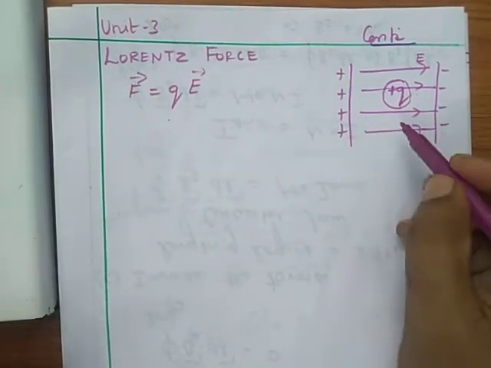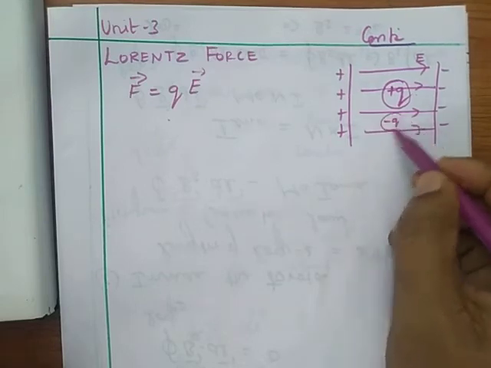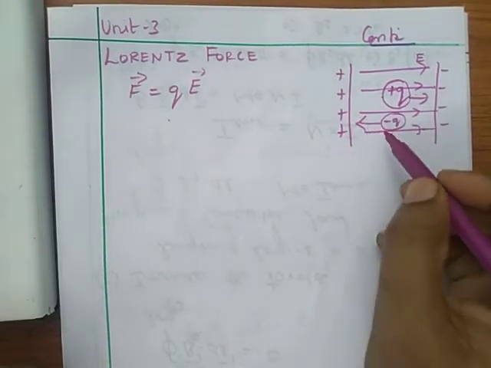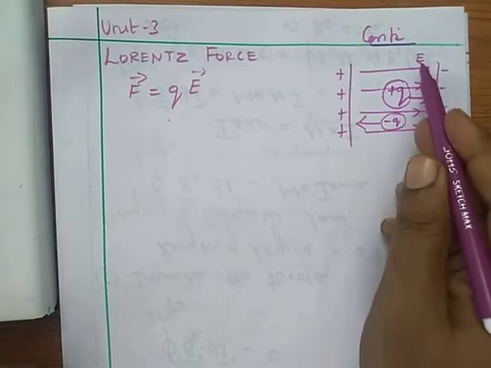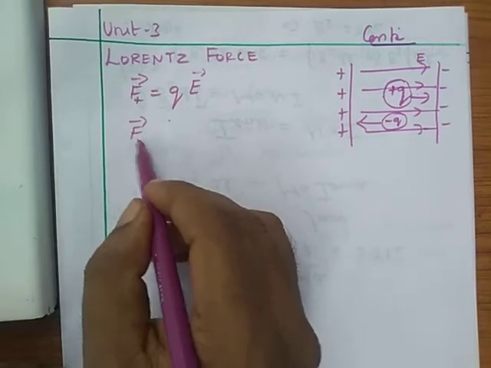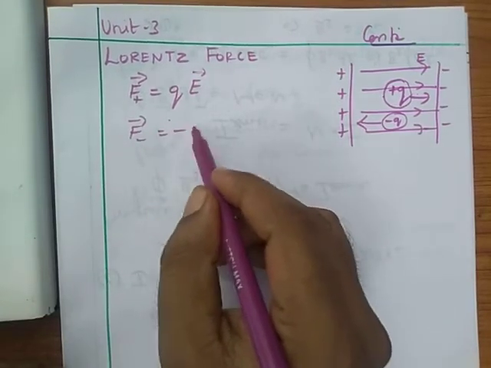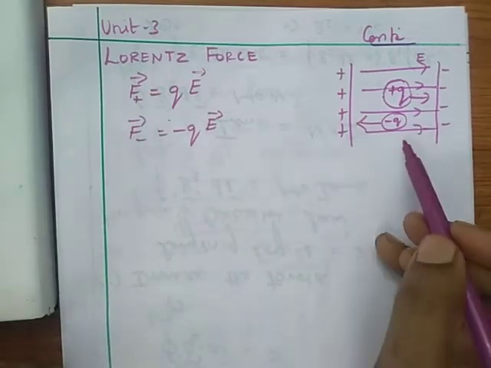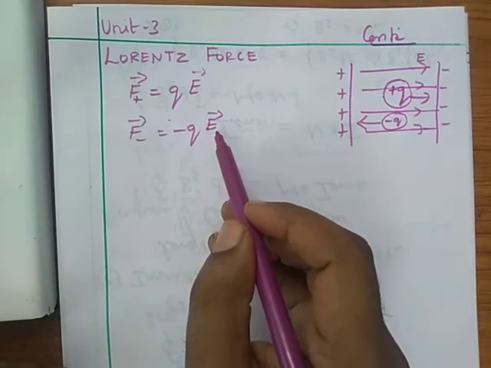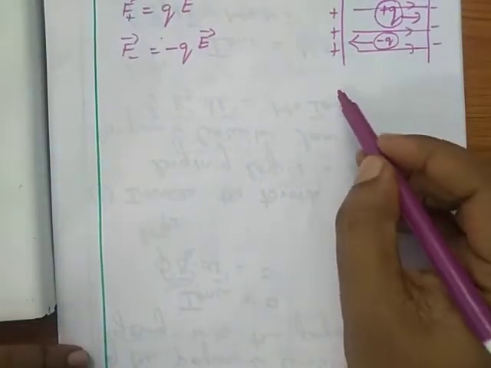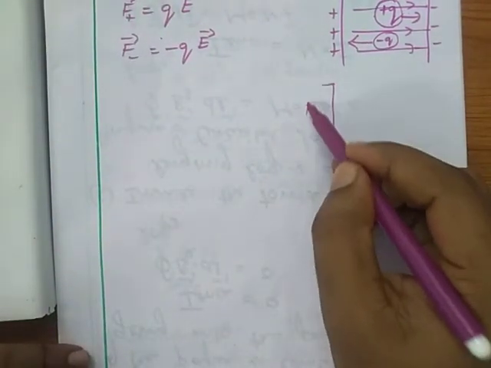If suppose we place a negative charge here, then it experiences a force in the direction opposite to the direction of the electric field. So we can write this as F vector is equal to minus Q E vector, because the force experienced by the negative charge is in the direction opposite to the direction of the electric field.